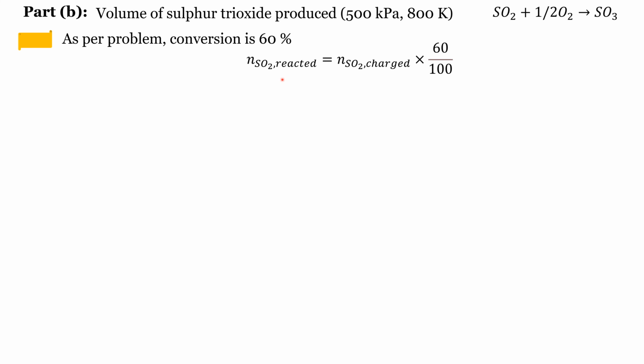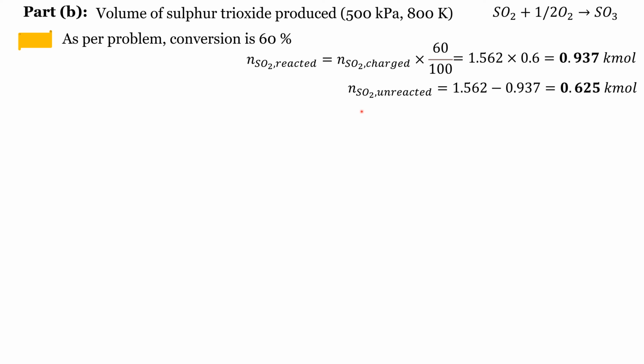So the amount of SO2 reacted will become equal to 60% of the amount of SO2 charged. So it will come out as 0.937 kilomole. So only this much mole got reacted and the remaining moles will come out as unreacted. We can also find out that moles of SO2 unreacted will be equal to moles of SO2 charged minus moles of SO2 reacted.